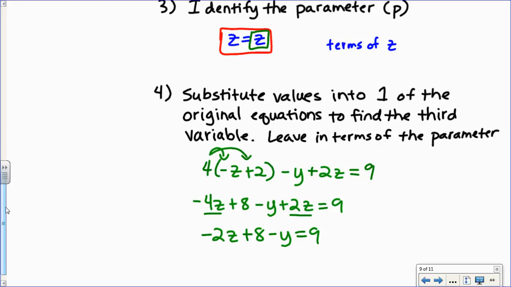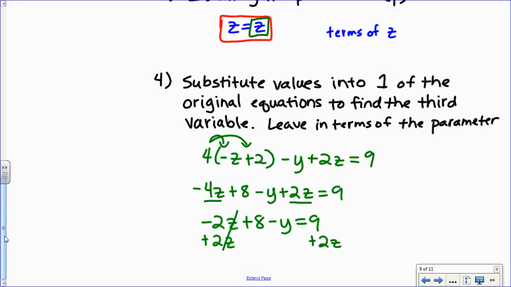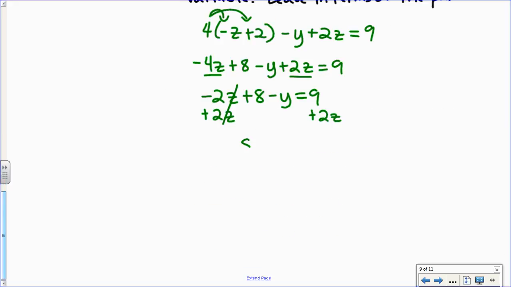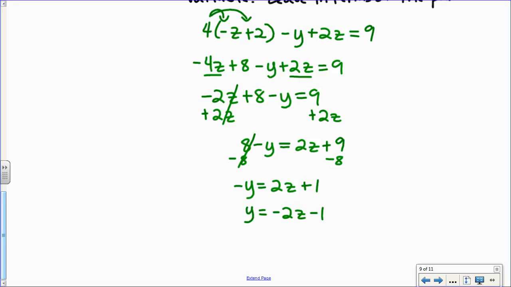Remember you want y equals, so I have to add 2z to both sides, so I'm going to write out this step. So now I have 8 minus y equals 2z plus 9. Subtract 8. Negative y equals 2z plus 1. Divide by negative 1, so that means switch your signs. Negative 2z minus 1. And there is my y equals.